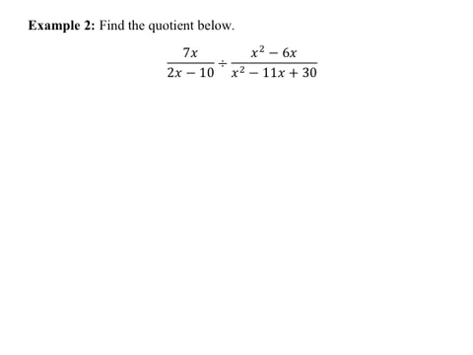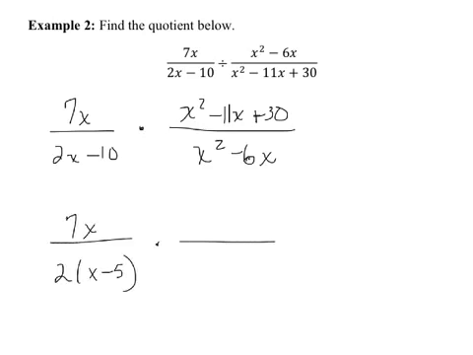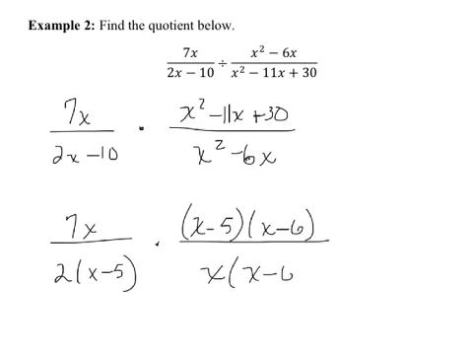In example 2, we have a division problem, so remember that if it's division, let's multiply by the reciprocal. So we'll start by switching what's going on here. Put times, and then just invert the fraction. And then we proceed the same way we proceeded in the last problem by factoring. So the 7x remains. You can factor out a 2 here, giving x minus 5. And up top here, we're going to factor this. We'll see we get x minus 5, x minus 6. In the bottom, factor into x, leaving behind x minus 6.